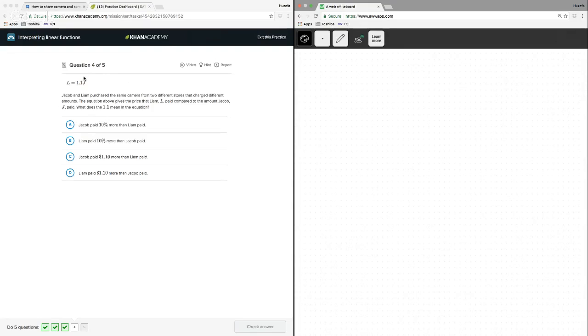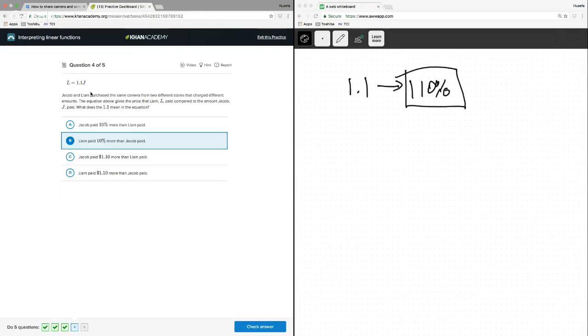Now, what this literally means is when you multiply something by 1.1, 1.1 is the decimal equivalent of 110%. I know this, but you may not know this, and that's okay. If you're really good with your percentages and decimals, you may pick up on that too. So right off the bat, since this is 110%, we multiply it by J. It means that Liam every time is paying 10% more than whatever Jacob paid. And it just is what it is.